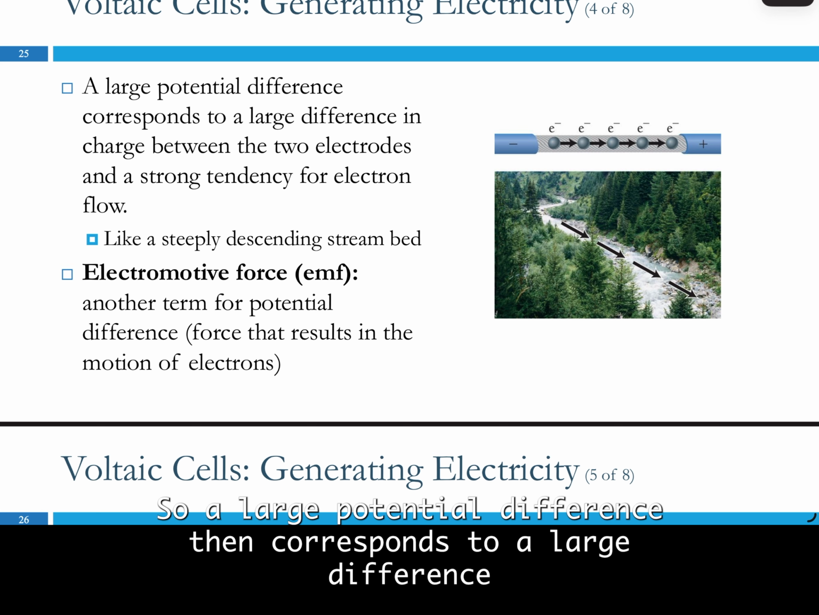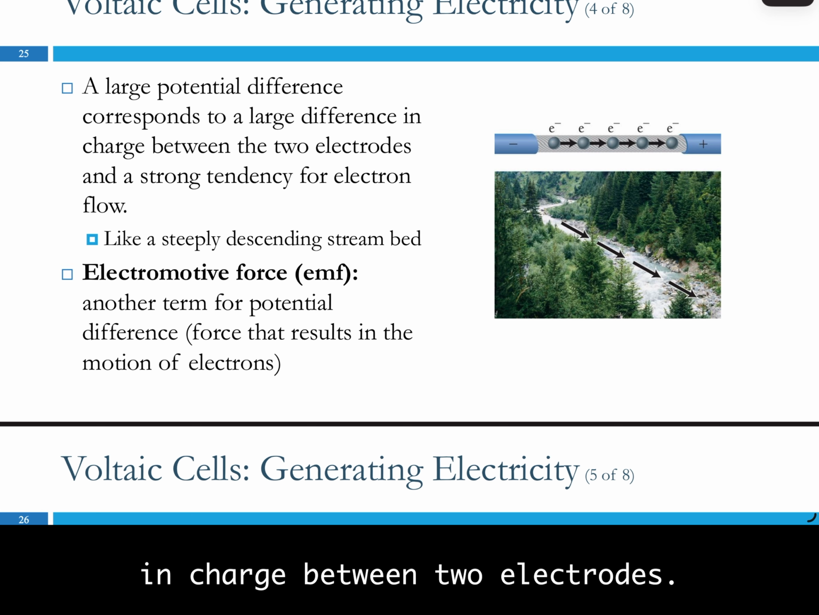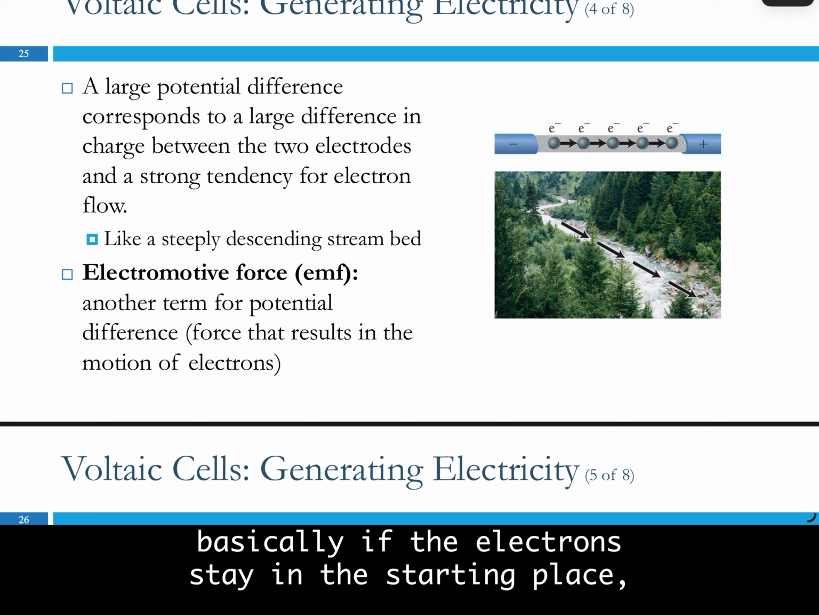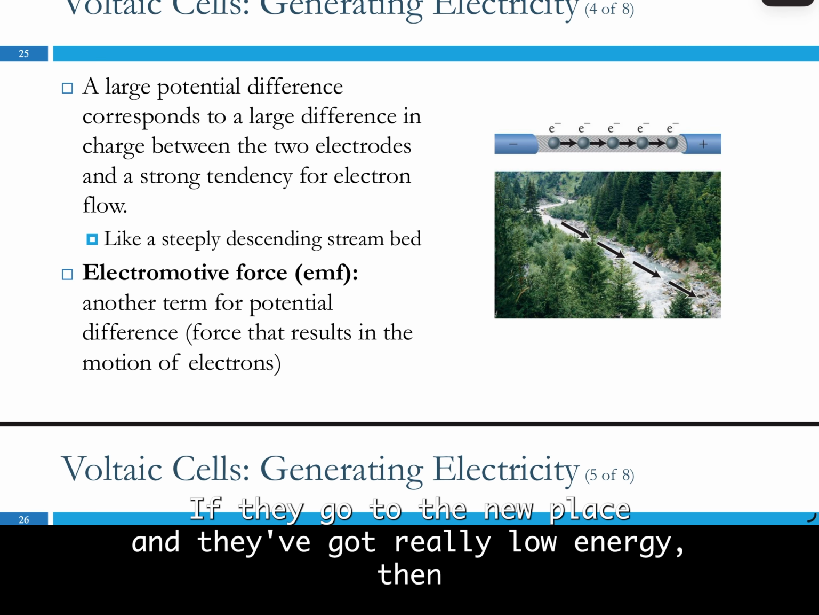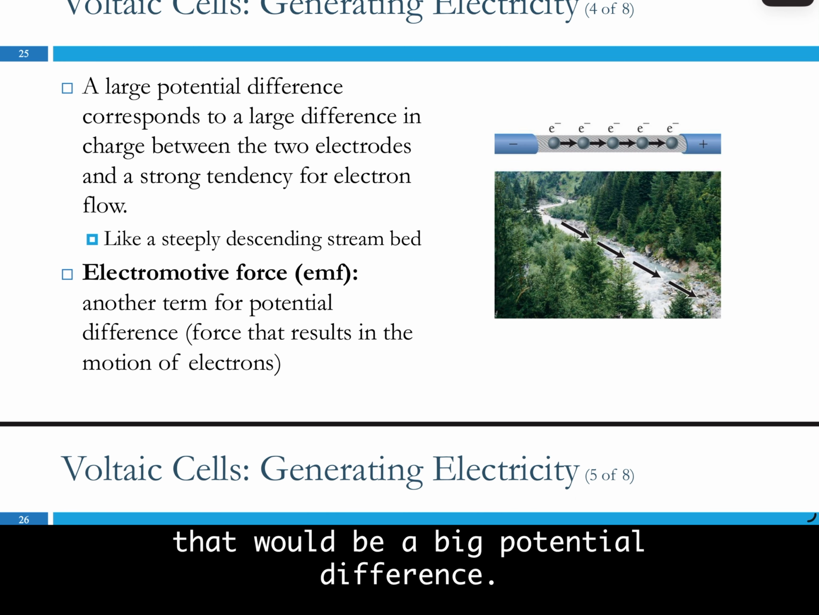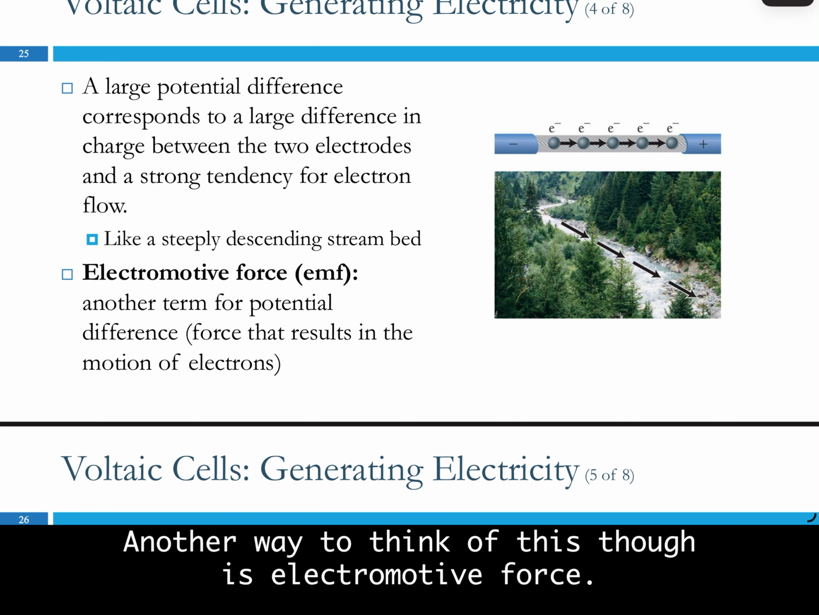So large potential difference then corresponds to a large difference in charge between two electrodes. So again, basically, if the electrons stay in the starting place, they've got really high energy. If they go to the new place and they've got really low energy, then that would be a big potential difference. Another way to think of this, though, is electromotive force.